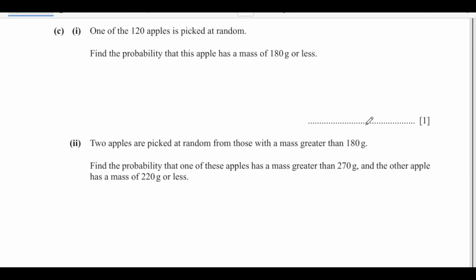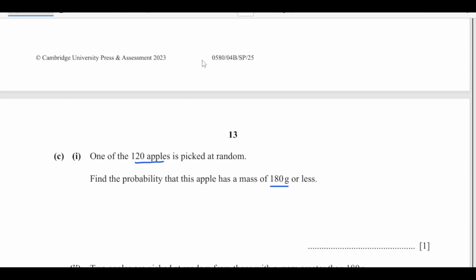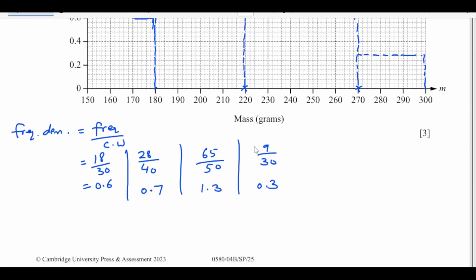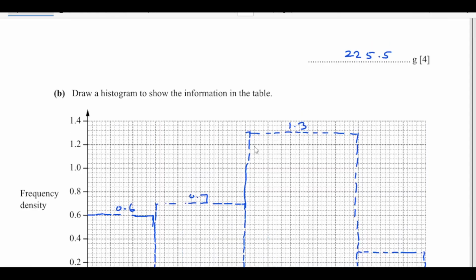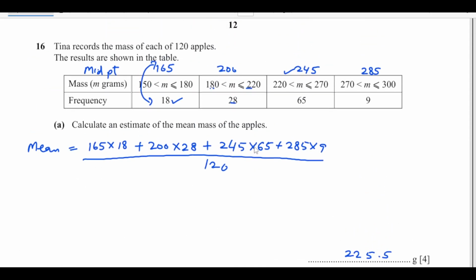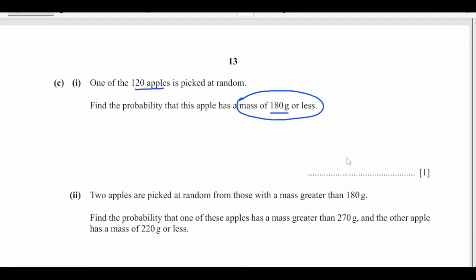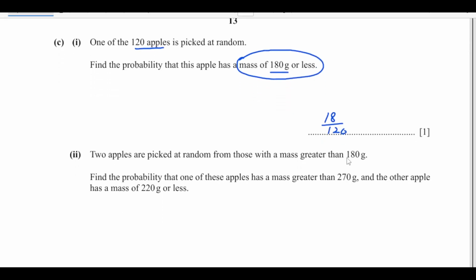Okay, part C, one of the 120 apples picked at random, find the probability that this apple has 180 grams or less. So 120 apples picked at random, one of the 120. So we are looking for a mass of 180 grams or less, 180 or less. Let's go back here. 180 or less is down here. You see this one, 18. So it is 18 over 120. You can simplify, or you can even leave it here.